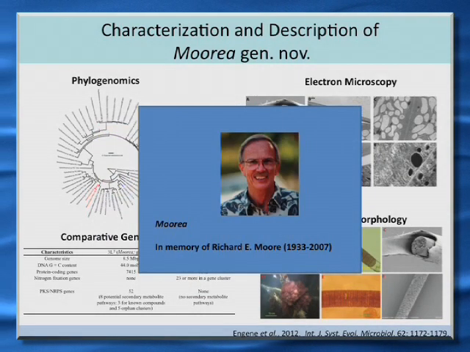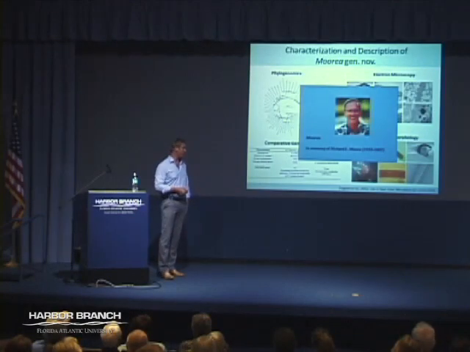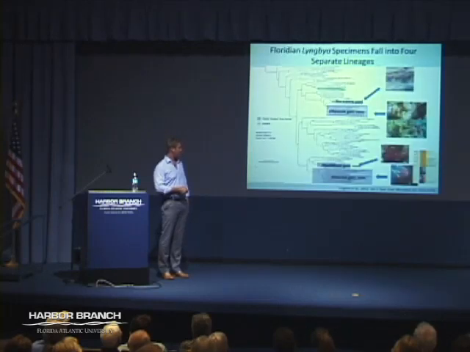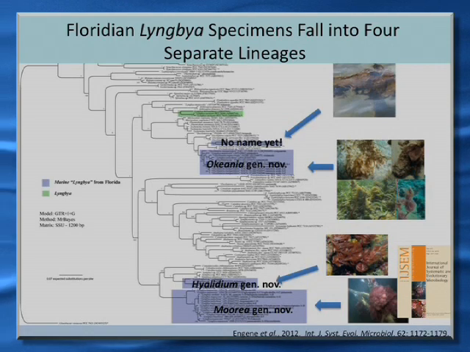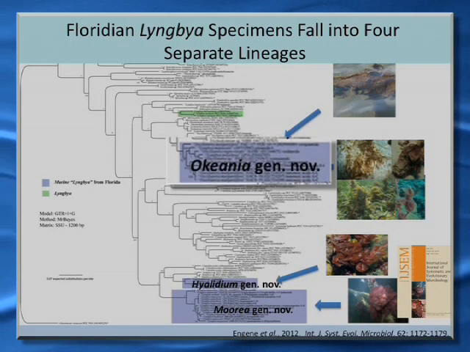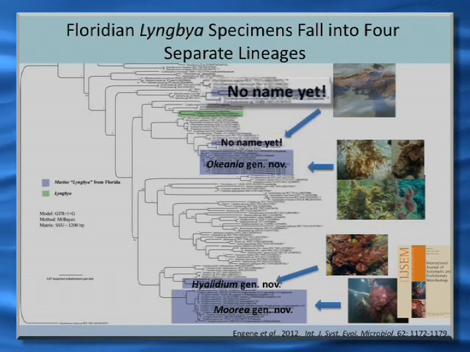And we named this group Moorea after Professor Dick Moore at the University of Hawaii, who was one of the pioneers in exploring these marine cyanobacteria for drug discovery potential. So we thought this was a very appropriate person to name it after. We're also working on describing the other three groups, one genus that we're proposing, Hyalidium, and I'm going to talk mainly about Oceania, which is a new genus that got accepted for publication 2 weeks ago, and also a fourth group. I'm not going to talk too much about this.